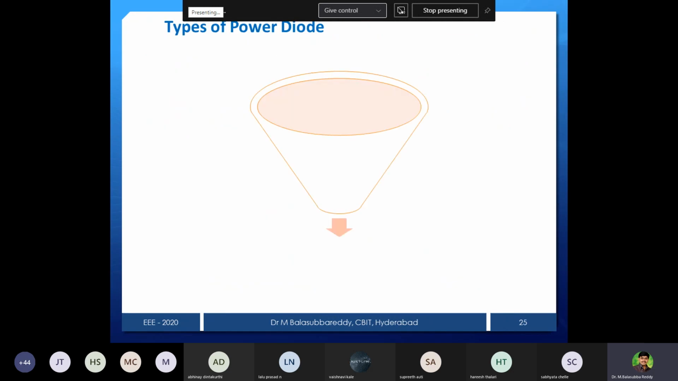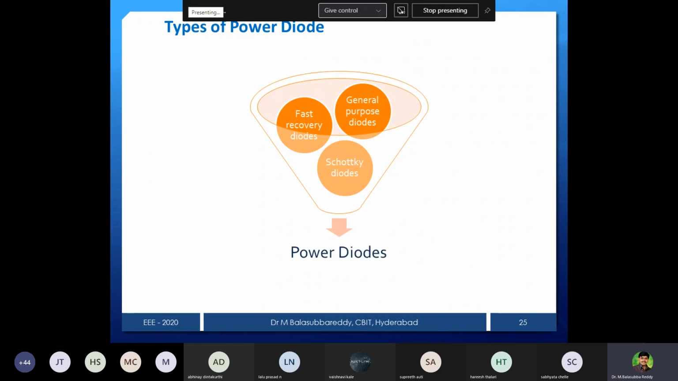Now there are types of power diodes. One is the general purpose power diode, another is the fast recovery diode, and the third is the Schottky diode. So these are the three types of diode. This is also an important question: explain the types of power diodes. All three you can mention.